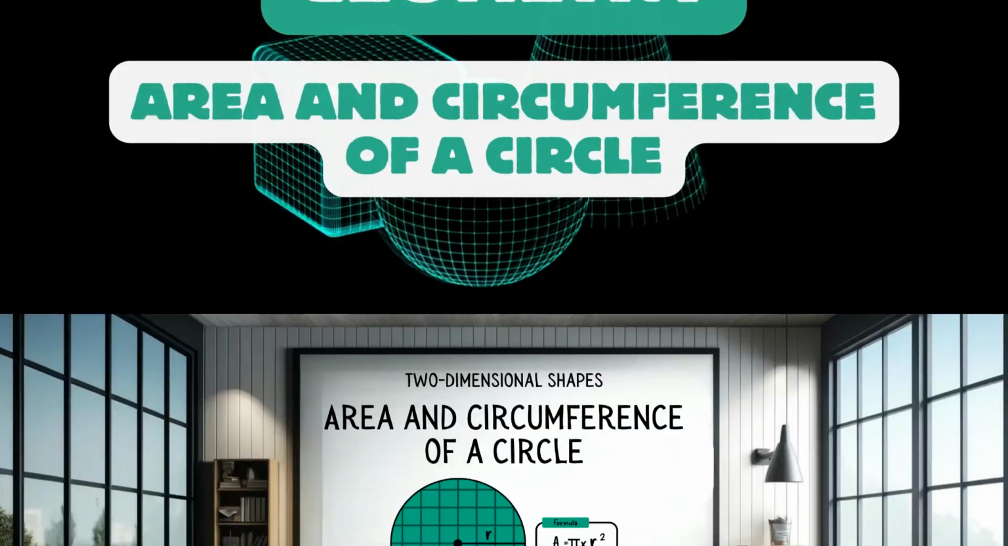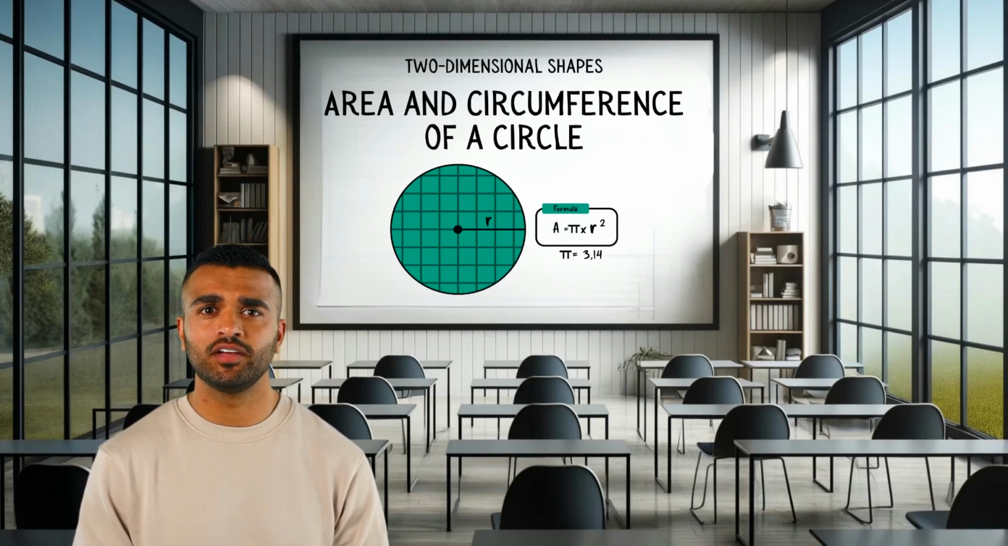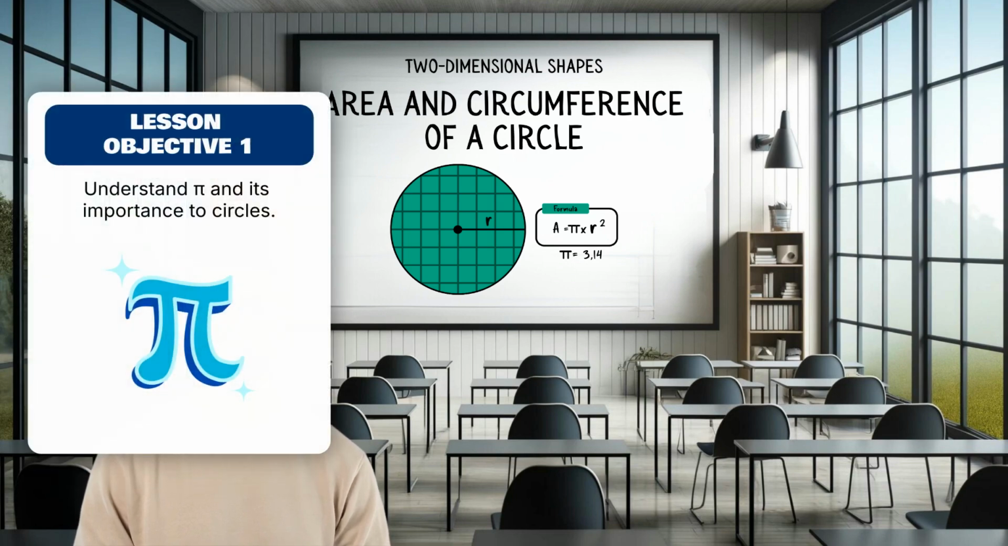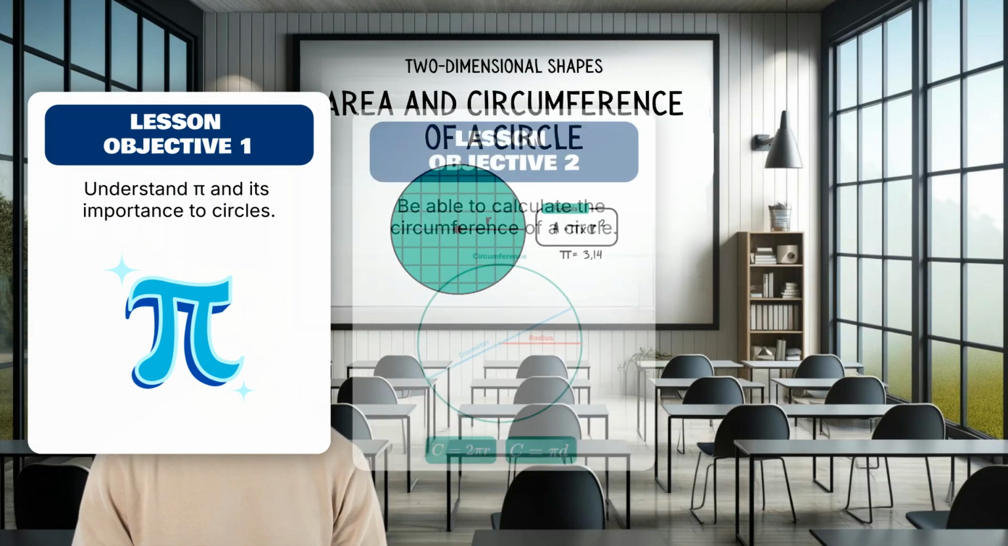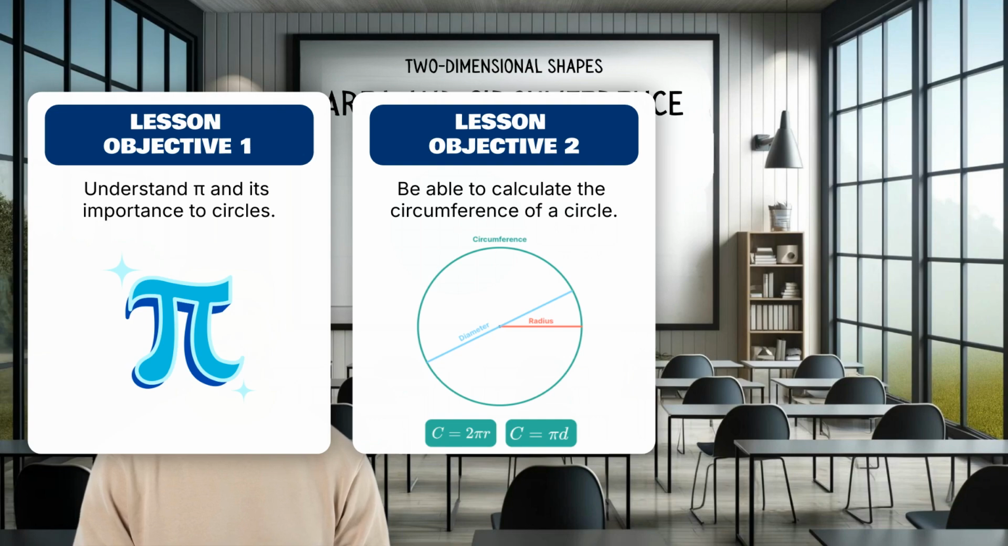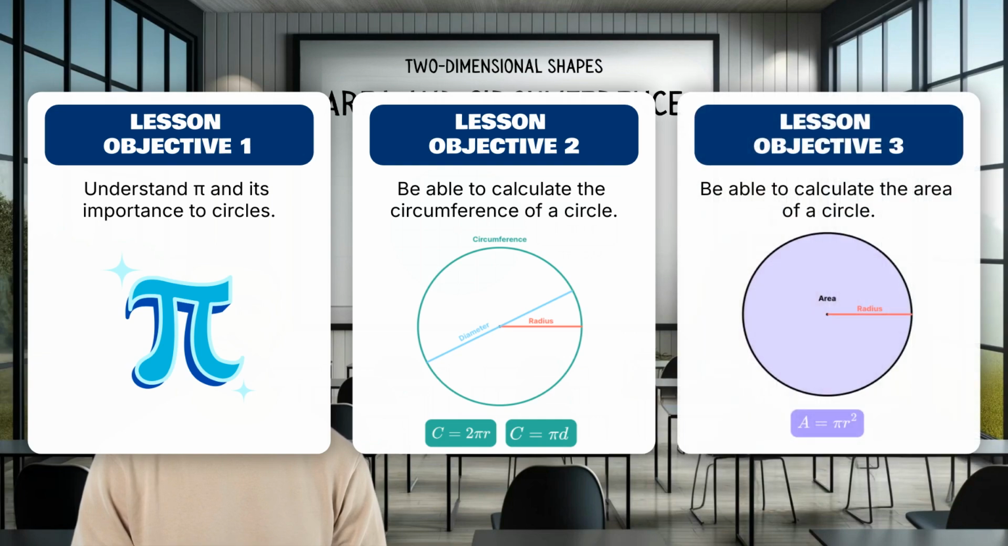Today, we will explore mathematical concepts involving circles, and we'll see how the special number pi plays a central role in these calculations. We will first focus on understanding pi and explain why it's vital when working with circles. Then we'll learn how to find the circumference of a circle using the radius or diameter and pi. We will then explore the formula for the area of a circle and understand how pi is used in this calculation. Finally, we'll work through some examples to put our new skills into practice.